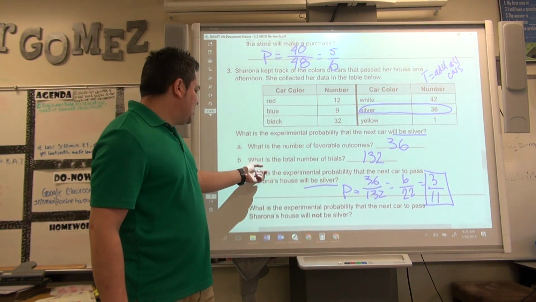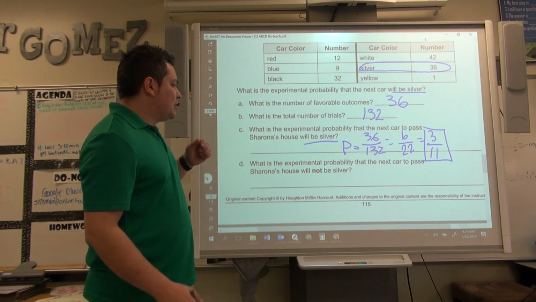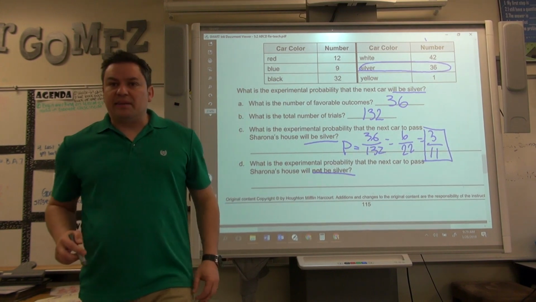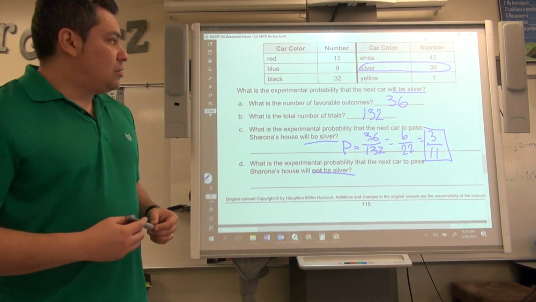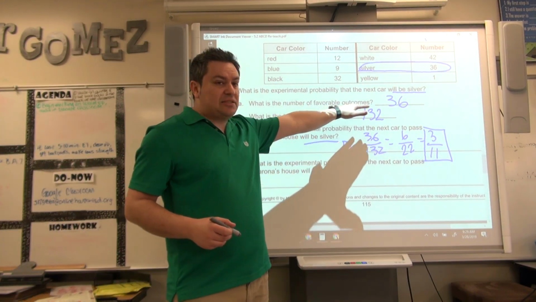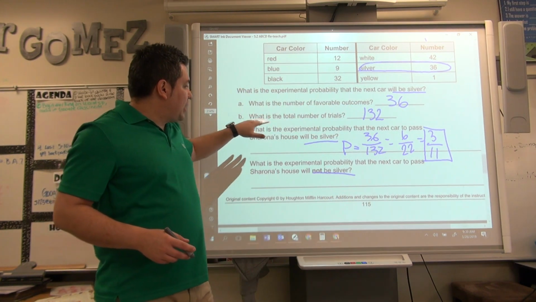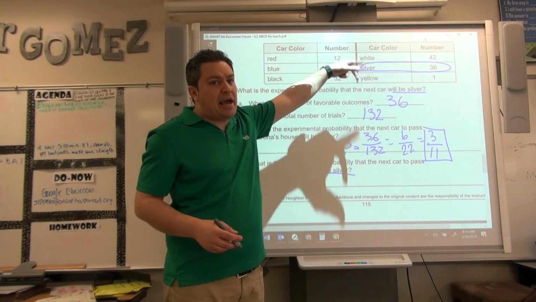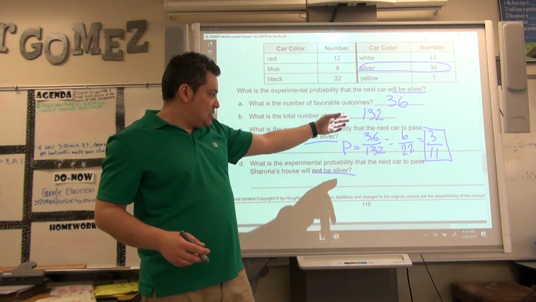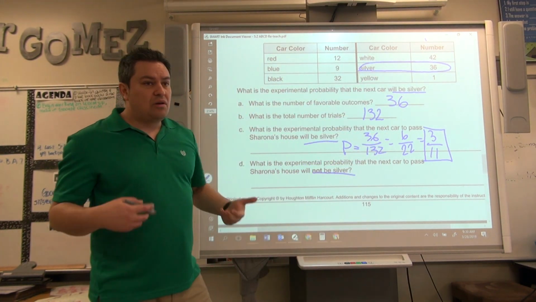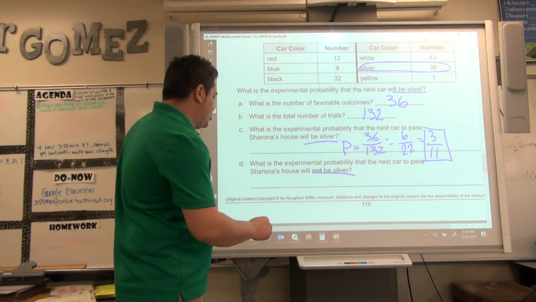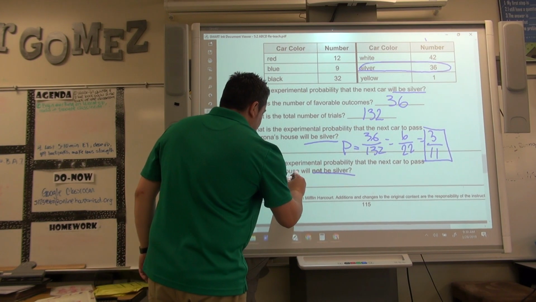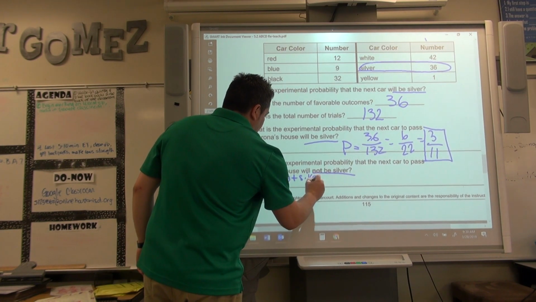And then it asks, what is the experimental probability that the next car will not be silver? Well, we have to know how many of them are not silver, and again, the number of trials. Instead of adding all of them again, just subtract 36 from 132, and that's it. So again, your probability is going to be not silver over total.